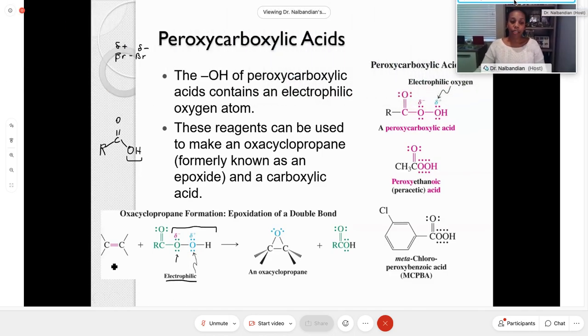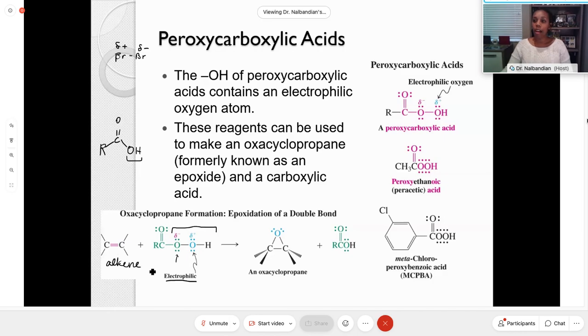So we are going to react an alkene with a peroxycarboxylic acid, and then we're going to make an oxycyclopropane, along with just a regular carboxylic acid.